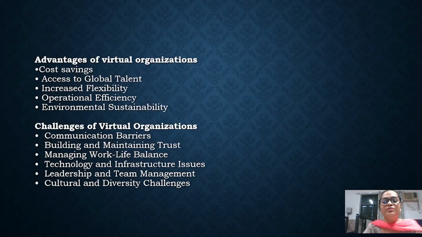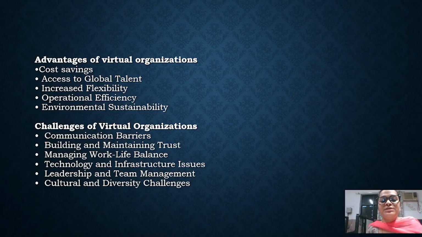We'll come to the advantages of virtual organization. First is cost saving, which means that virtual organizations achieve substantial cost savings by eliminating or reducing the expenses related to physical infrastructure and overheads, because here the employees can work from their own place also, right? So the financial flexibility will allow them to invest resources strategically in growth initiatives, in technology upgradations, or even in talent development, which will drive long-term organizational success.